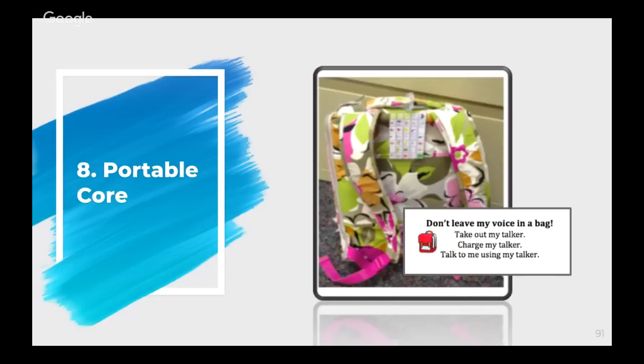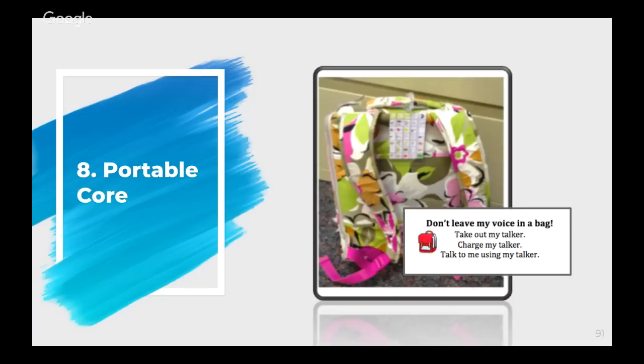Portable core is one of my favorite things to talk about because it's always with you, the adult modeling. Also, a lot of our students have portable core as well. Every time a student gets a device, we take a screenshot of their main page, and on the back of their main core board, I think they got this from Rachel Langley, she's phenomenal, it says something like, don't leave my voice in a bag, take out my talker, charge my talker, talk to me using my talker. Yeah, a little visual for the adults when they get home or when they get to school to remind them.